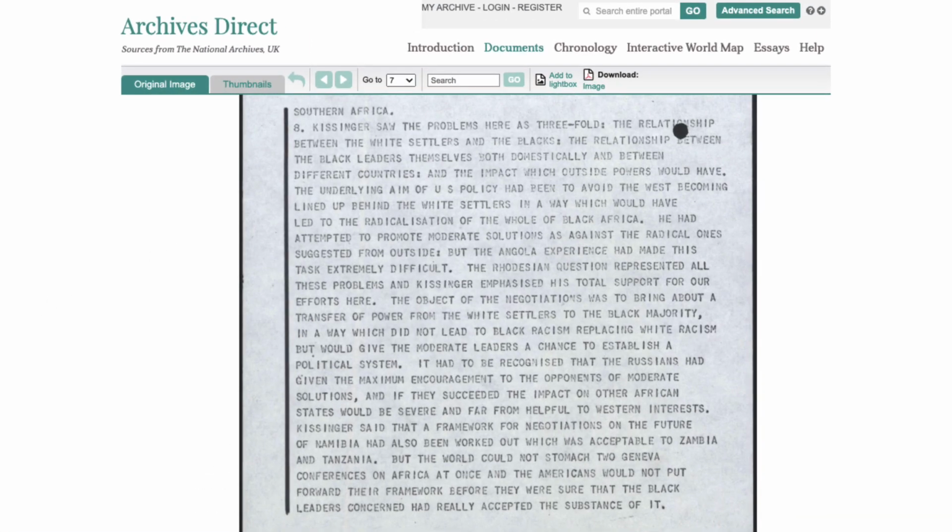Another thing we might be asking ourselves is how the circumstances being talked about in this document have affected the content. In other words, how does the historical context help us understand what's being said and why it's being said? Well, a good example might be to look into what was meant by this sentence, "but the Angola experience had made this task extremely difficult." What did this British diplomat, or British intelligence officer, mean when he said that Kissinger said the Angola experience had made this task extremely difficult? What is the Angola experience?